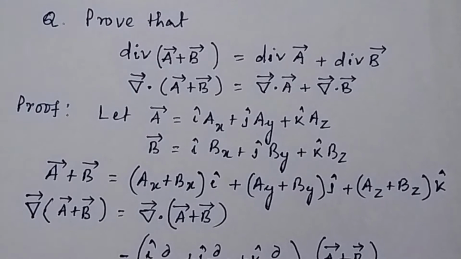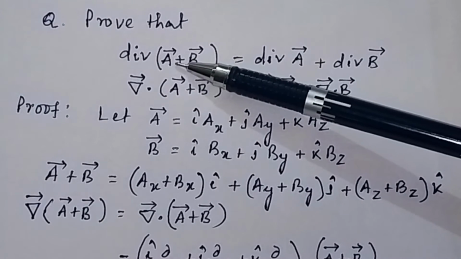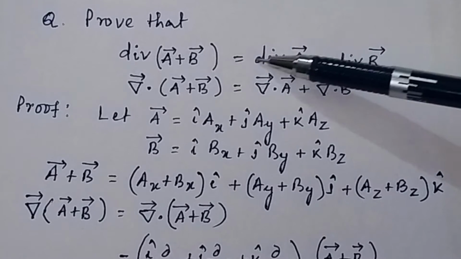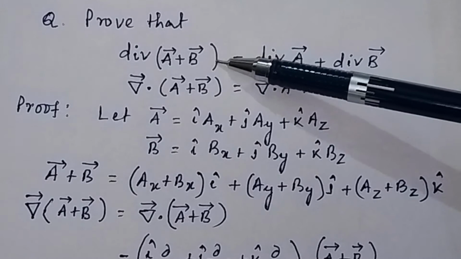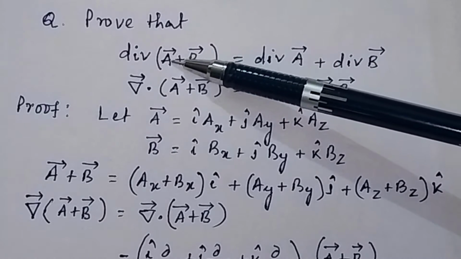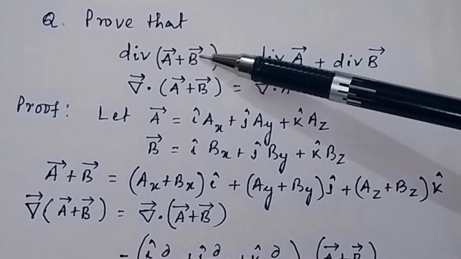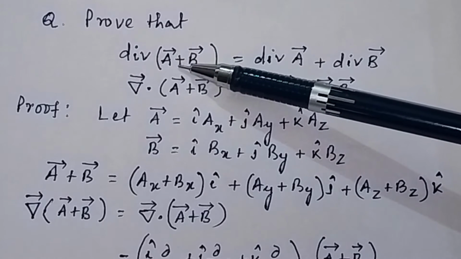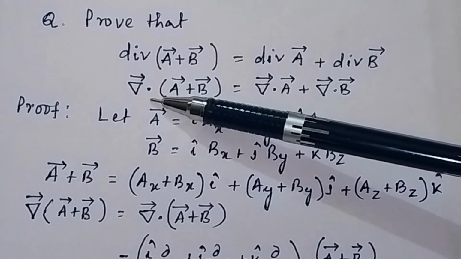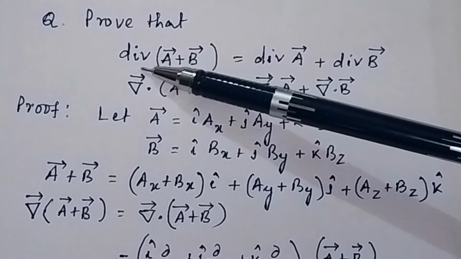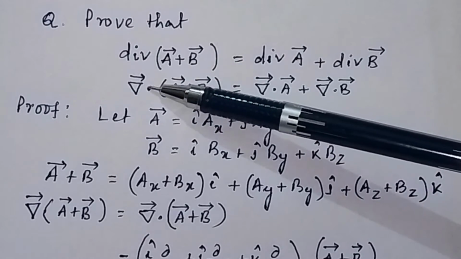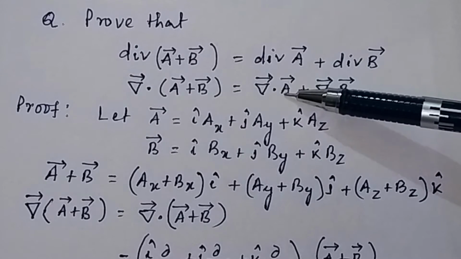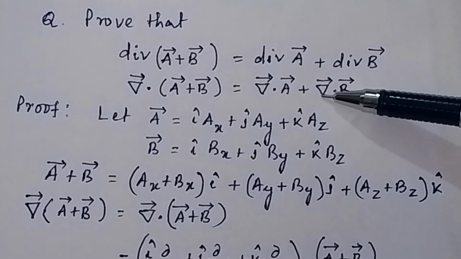Prove that divergence of vector function a plus b is equal to divergence of a plus divergence of b. This is one property of divergence, and we know divergence is always operated on a vector function or vector field. Divergence of a vector function can be written as del dot the vector function. That means div (a plus b) is equal to del dot (a plus b), and that is equal to div a, or del dot a, plus div b, or del dot b.